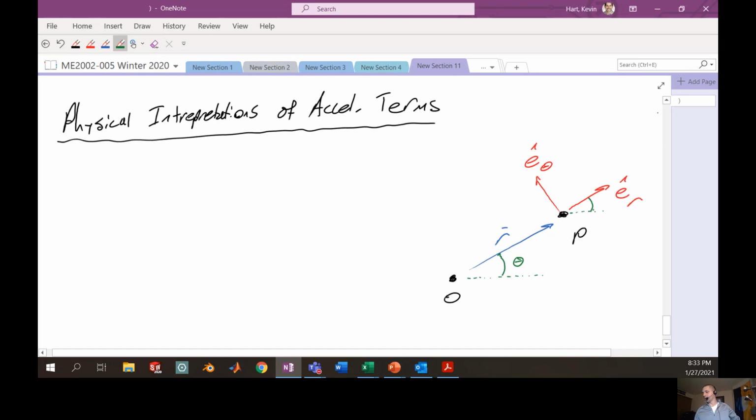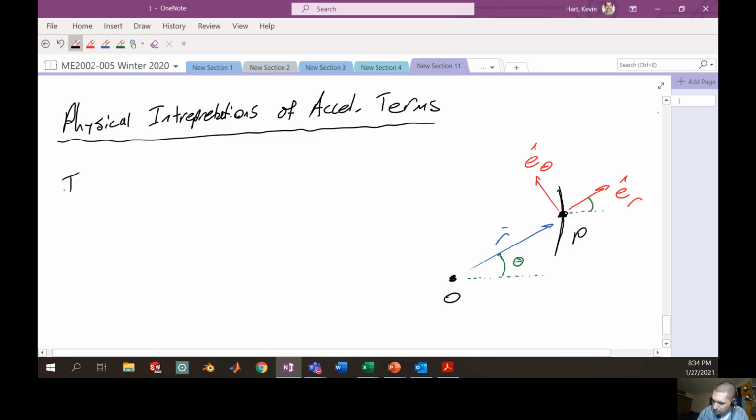Okay. Now the idea is we're rotating this particular particle about point O. It's moving along some path. I've typically drawn it as sort of like a curved path. It can be really any path. But the curved path seems to be sort of like the most common idea, right? It's moving along some curved path. Okay, now let's give some physical meanings of these acceleration terms, right?